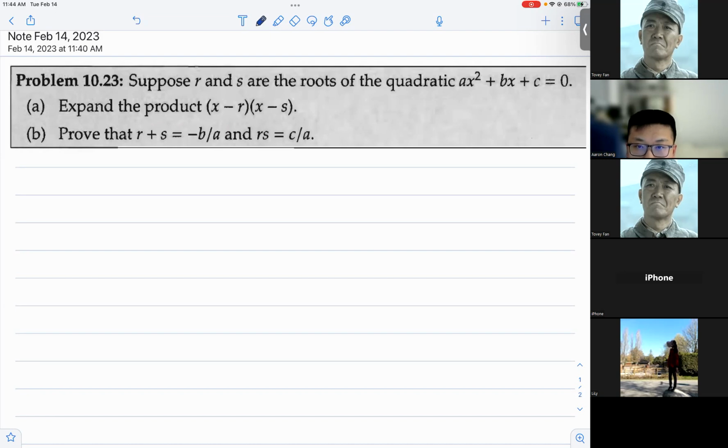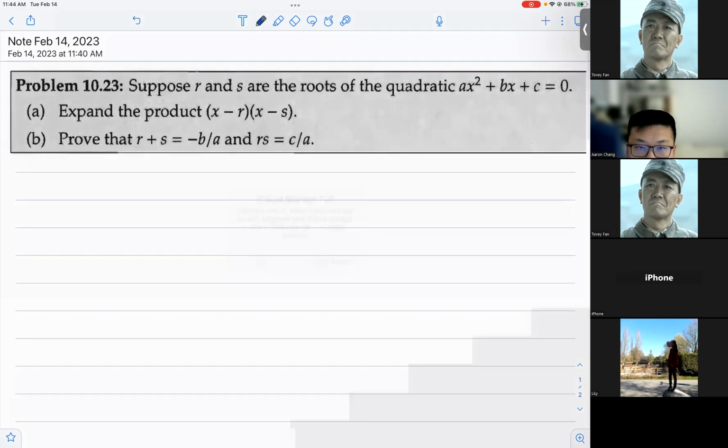What does roots mean in this context? Roots just means solutions. Roots, solutions, they are synonyms, okay? In Mandarin we say 解 and 根, solutions 翻译成解, roots 翻译成根, they're the same. They mean the value of x that will make this equation true, that will make this equation equal to 0. Make sense? Yeah, okay, good.